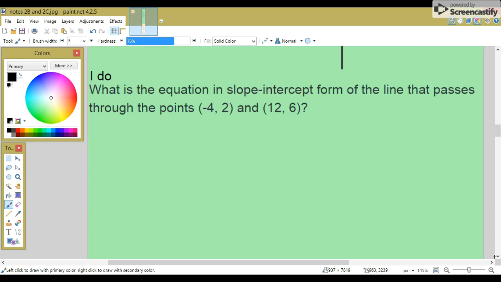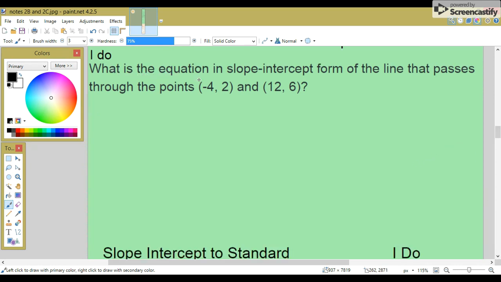Let's look at the next one. What is the equation in slope-intercept form of the line that passes through the points -4, 2 and 12, 6? The first thing we would do is label our points: x1, y1, x2, y2.